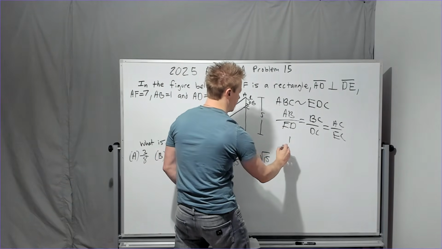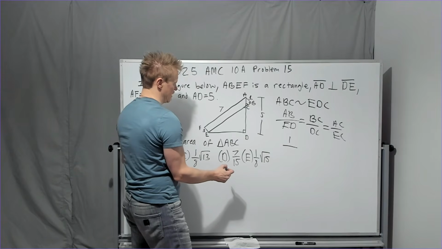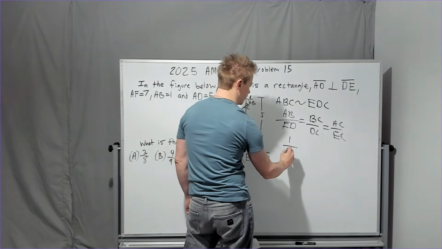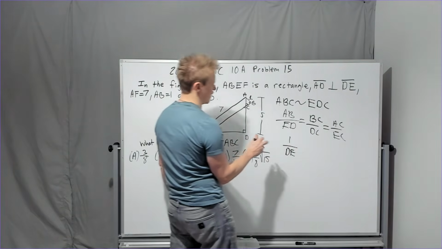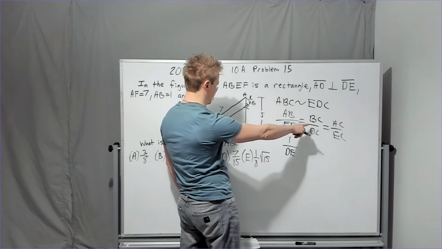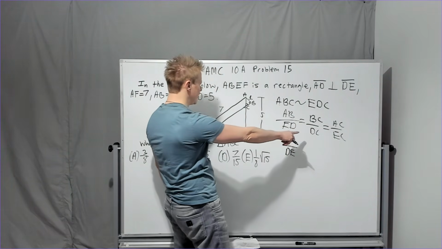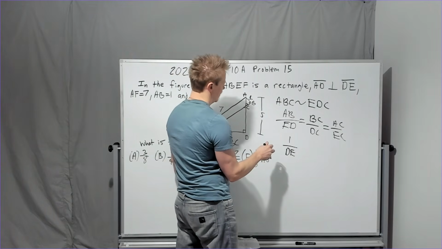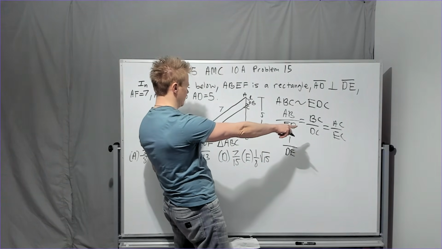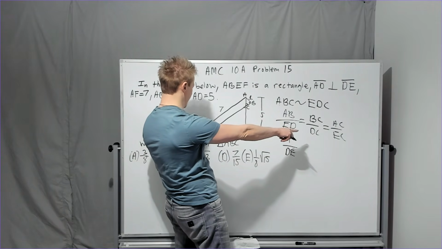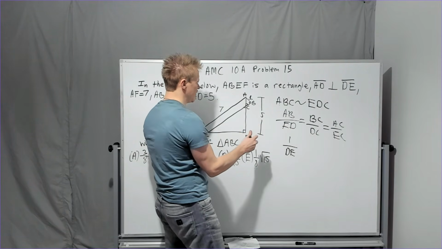We know what AB is. It's 1. We don't know what DE is, so we'll put DE for now. It didn't tell us, right? DE, nowhere. BC, we don't know. DC, we don't know. AC, don't know that either. And we don't know EC.